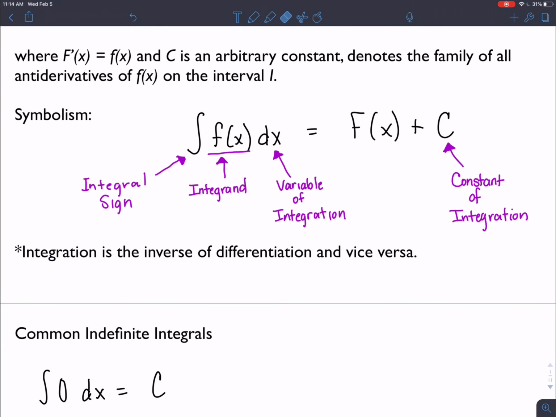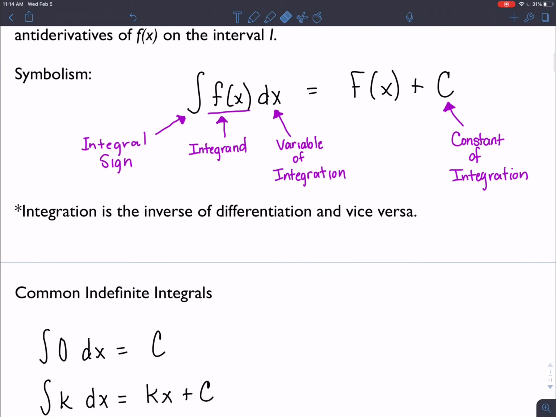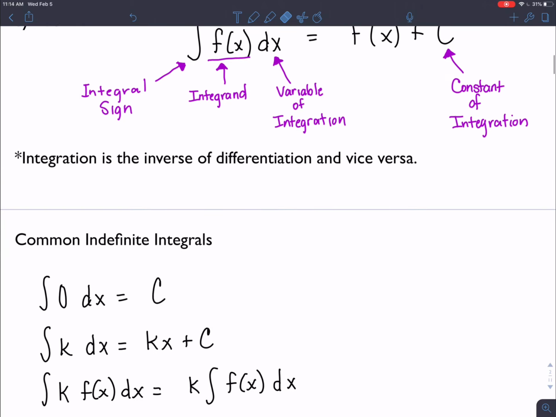So more specific notation here: that's our integral sign. The f of x portion is called the integrand. dx is the variable of integration. And over to the right, the capital C is just the constant of integration. And like I said, we make the notation to denote that integration is the inverse of differentiation and vice versa. So we'll use those properties as we go throughout to work these.